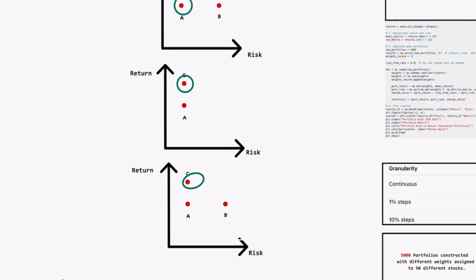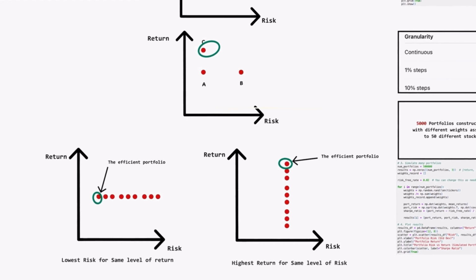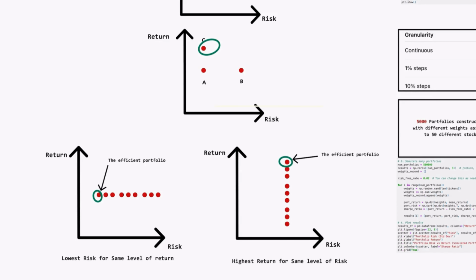So in short, if you have 100 portfolios along the same return level, you will choose the one with the least risk. And if you have 100 portfolios along the same risk level, you will choose the one with the highest return. So if you have 100 portfolios on the horizontal axis, you will choose the leftmost portfolio, and if you have 100 portfolios on the vertical axis, you will choose the topmost portfolio.